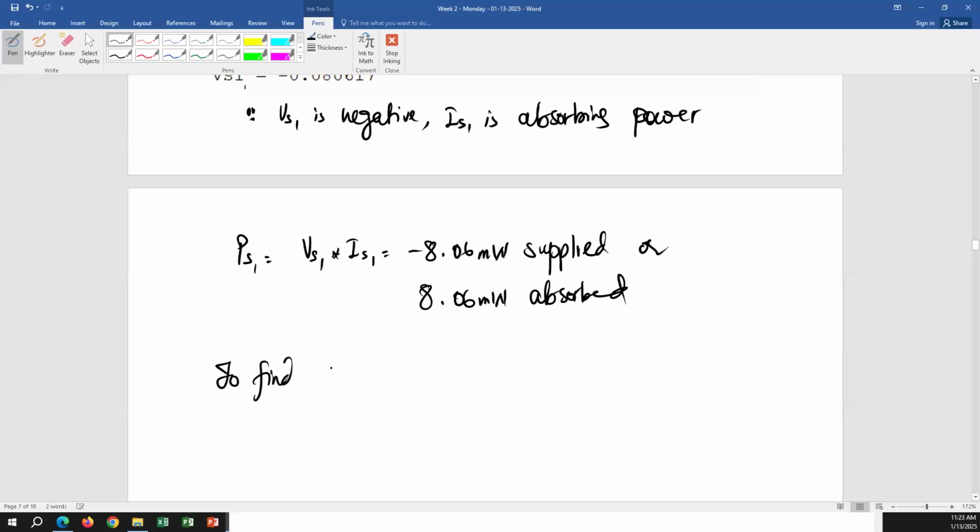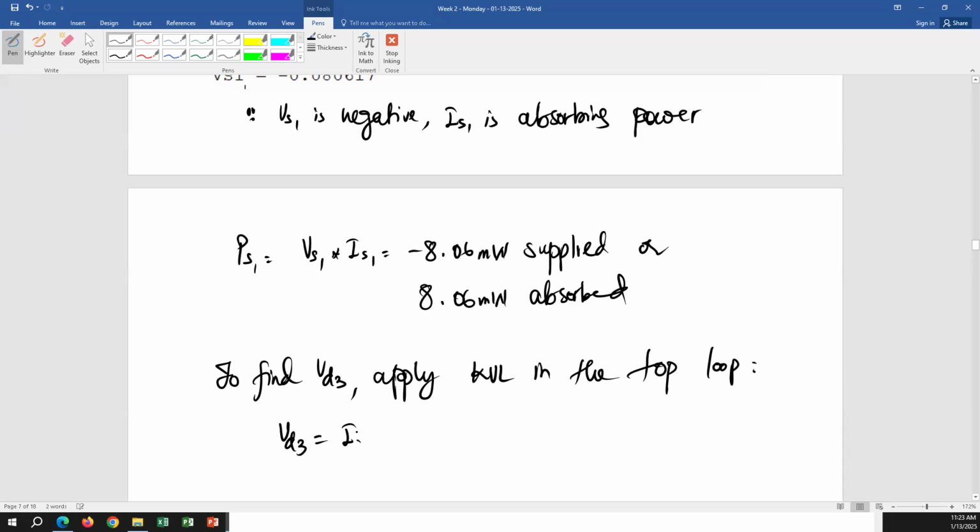To find VD3, apply KVL in the top loop. VD3 equals ID3 times R1 plus R2 plus R4, plus IS1 R1, minus ID2 R4.